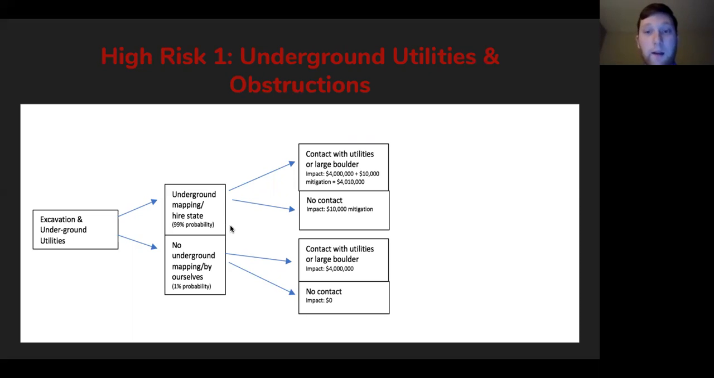And if we did not do that, and we did this by ourselves, there would be a very high chance of us hitting an already existing utility, which could be a gas line, which could cause an explosion and could be a very large risk factor on the project site, especially considering this is a 4,000 square foot site. So it's pretty large. You can go to the next slide.